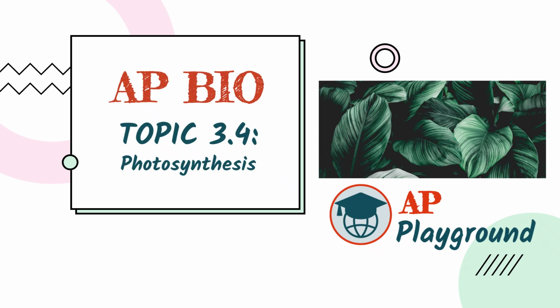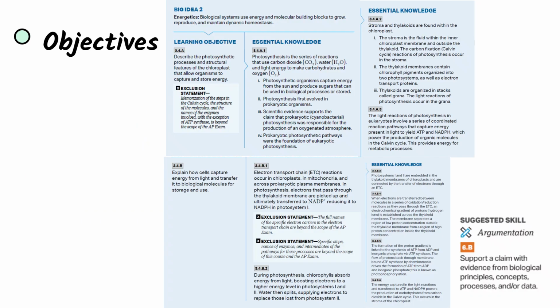Today we're covering topic 3.4, photosynthesis. This is one of the heftiest lessons in the curriculum, cellular respiration being the other one, but we'll be looking at the light-dependent reactions, the light-independent reactions, the components of photosynthesis, the inputs and the outputs, as well as the parts of the chloroplast. And suggested skill is argumentation. 6b, support a claim with evidence from biological principles, concepts, processes, and/or data.